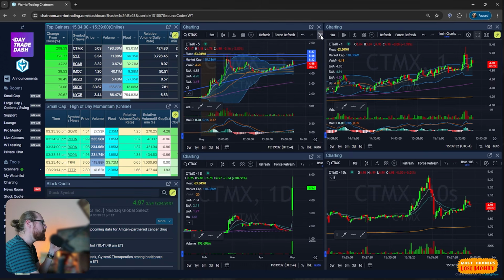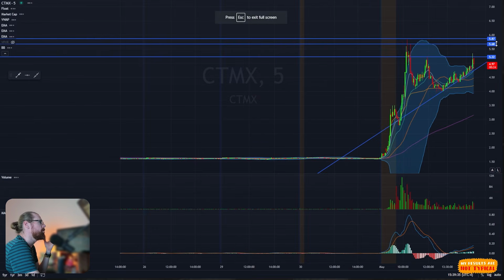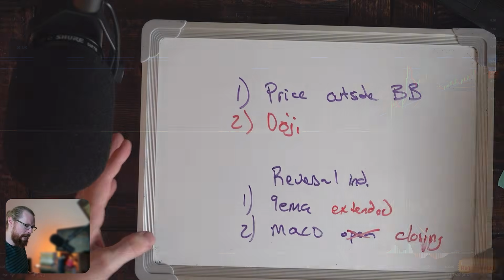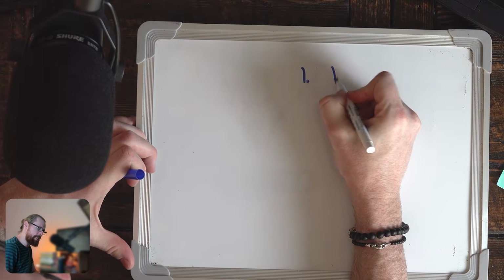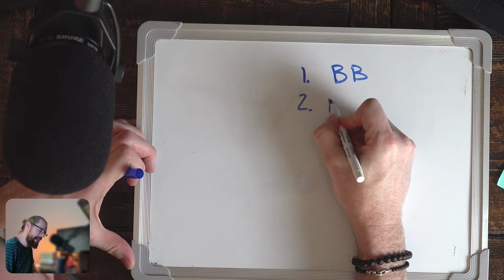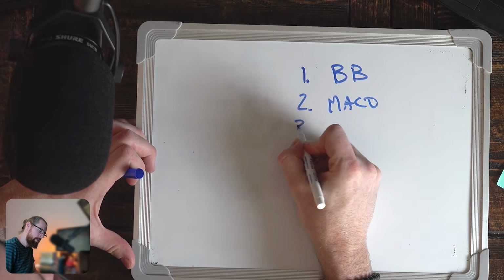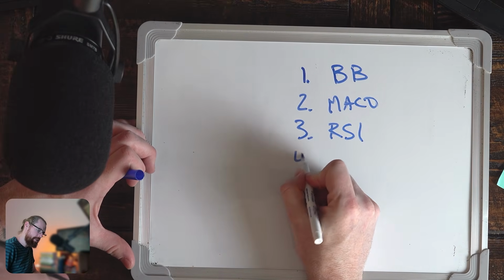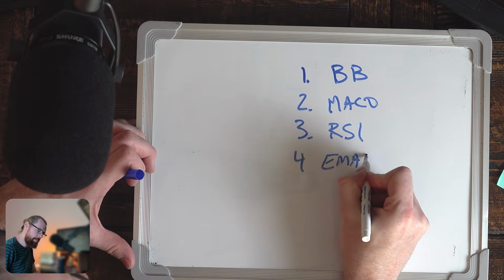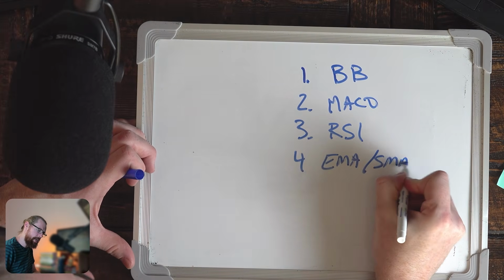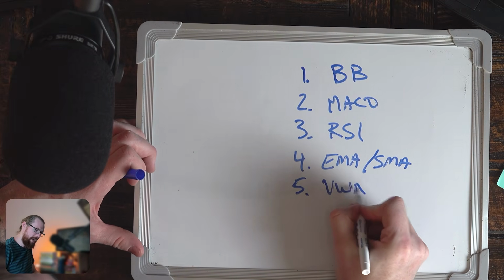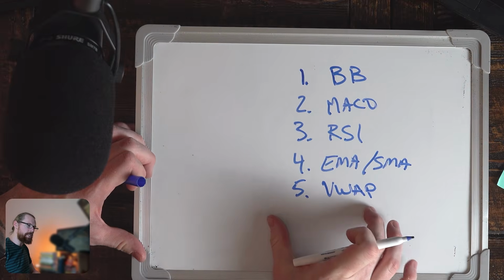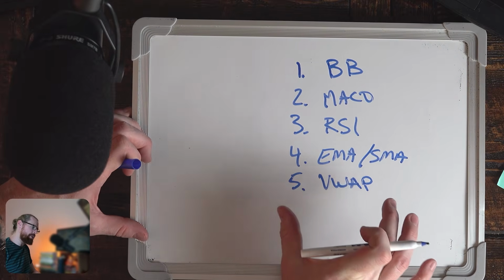So when I'm thinking about some of the most essential, most valuable indicators, these are the ones I'm thinking about. I'll give you a little list right here, and this isn't in any particular order. Bollinger Bands, MACD, RSI, Relative Strength Index, EMAs and SMAs, so moving averages and exponential moving averages, and volume weighted average price. These are probably the most essential that you're going to see on most charts.